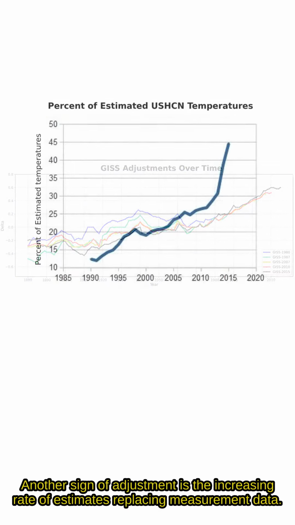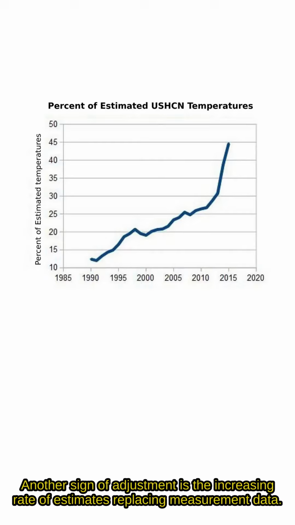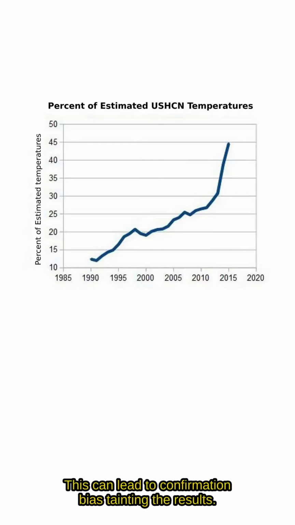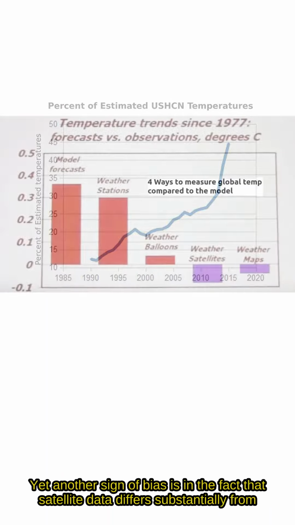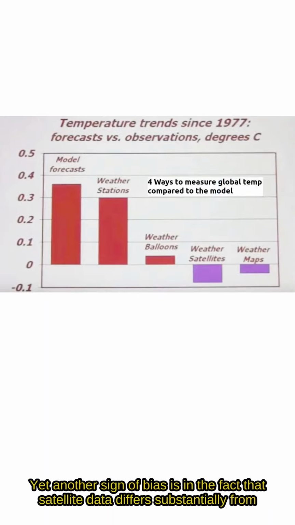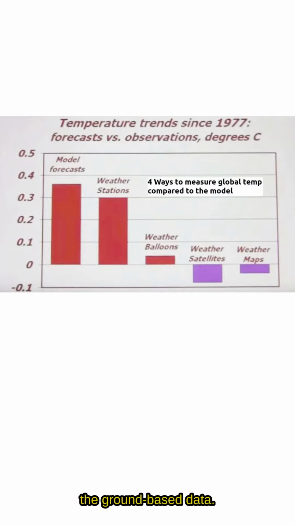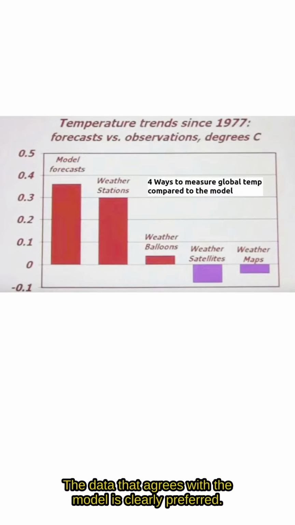Another sign of adjustment is the increasing rate of estimates replacing measurement data. This can lead to confirmation bias, tainting the results. Yet another sign of bias is in the fact that satellite data differs substantially from the ground-based data. The data that agrees with the model is clearly preferred.